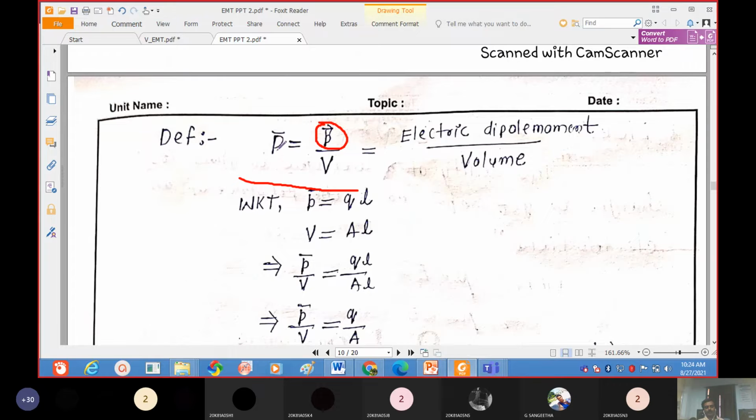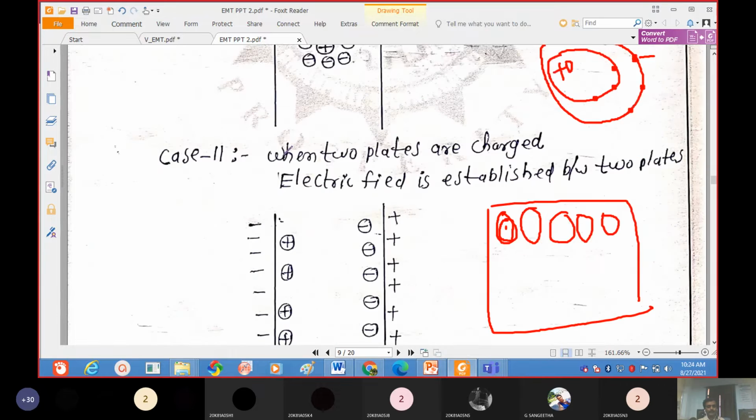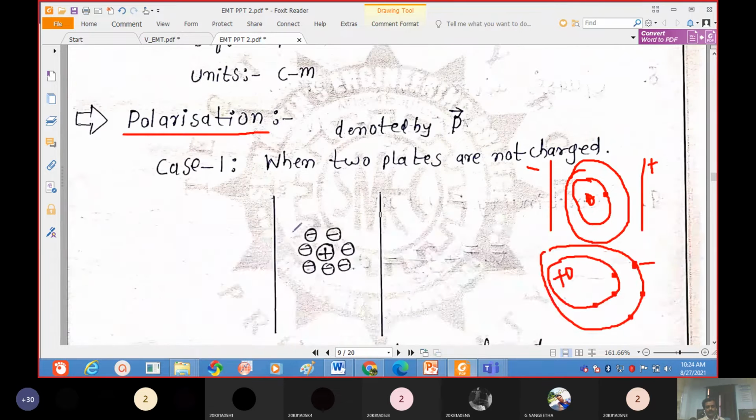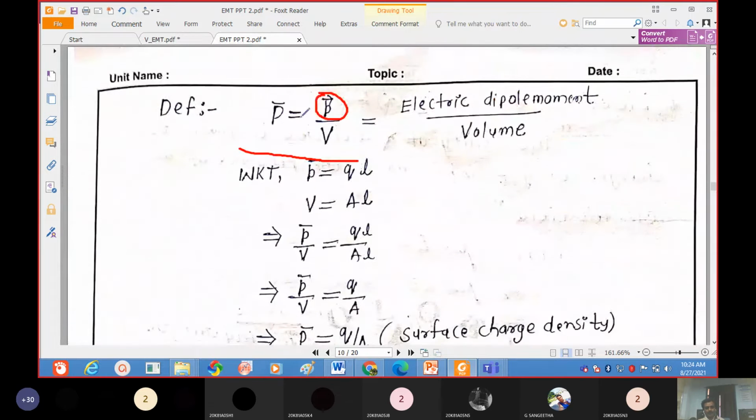Now P bar. Polarization, capital P bar, is equal to dipole moment by volume, where V is the volume. So from this we can say the definition of polarization: electric dipole moment per unit volume is called polarization.